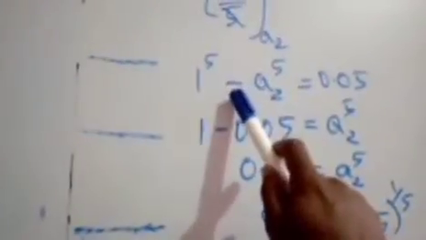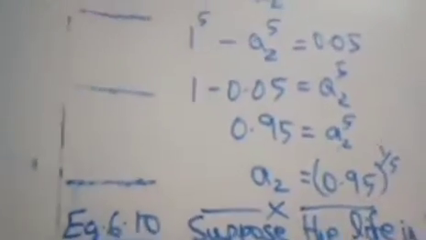Now this minus a2 power 5 goes to the right side, meaning plus a2 power 5. This 0.05 comes to this side, meaning 1 minus 0.05. Here plus becomes minus, here minus becomes plus. Okay. 1 minus 0.05 is what? 0.95. If you know it you can write it, otherwise use a calculator. Okay, a2 power 5. Now a2 is what? This 5 goes to the other side as a fraction, so a2 is 0.95 whole power 1 by 5.